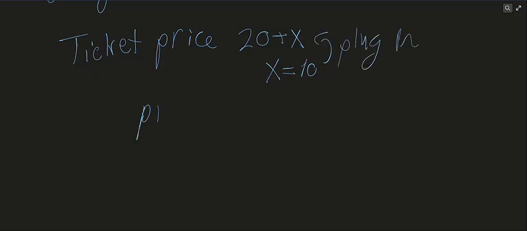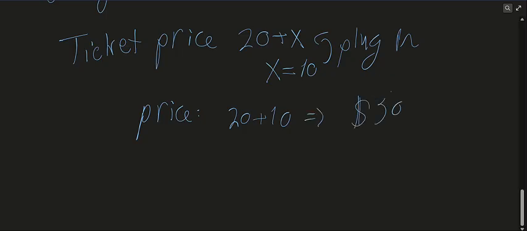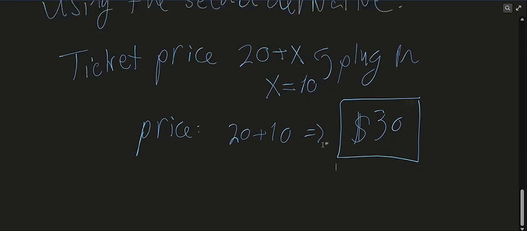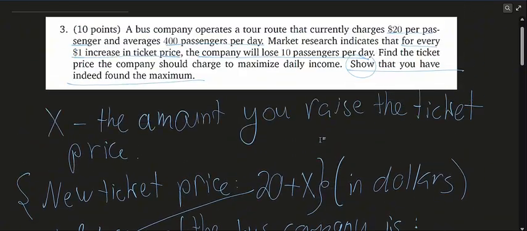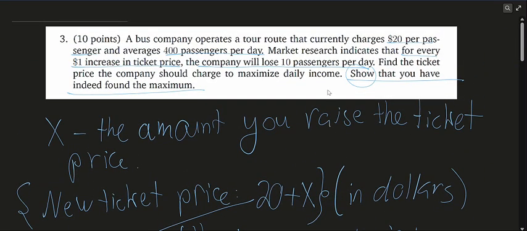So price is going to be equal to 20 plus 10, 30 bucks. If the company charges 30 bucks per ticket, that's going to bring its daily income to a maximum. And that's over and done with for this problem. This is an optimization word problem. It's going to be problem 3 on the exam.